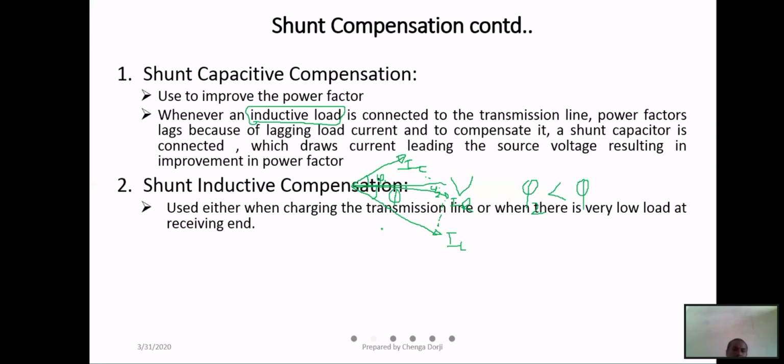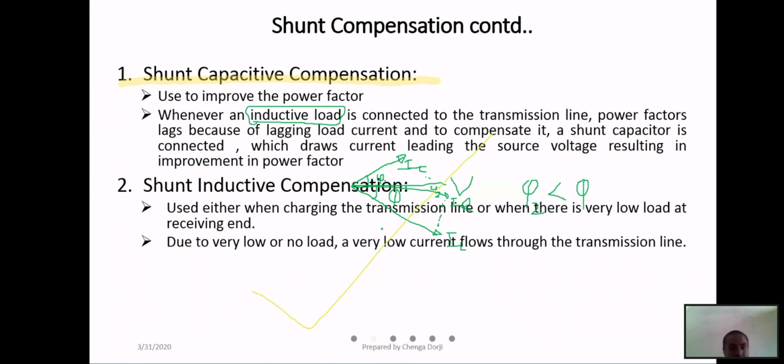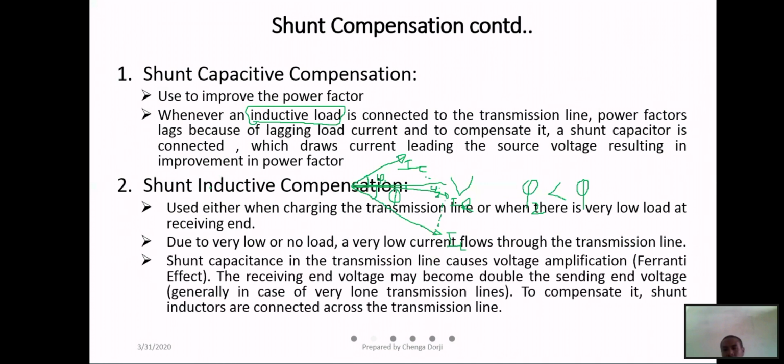This type of compensation is used for charging of the transmission line, or when there is a very low load at the receiving end. So when the transmission line is lightly loaded, shunt compensation is used. Due to very low load or no load, very low current flows through the transmission line. So in order to have normal current flow through it, an inductor is connected in parallel with the line.